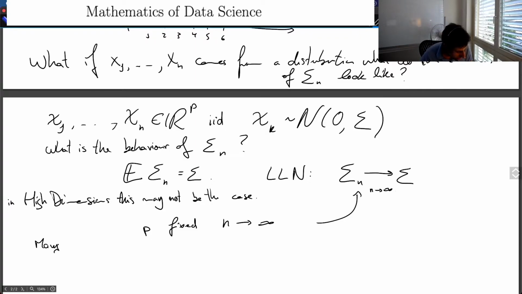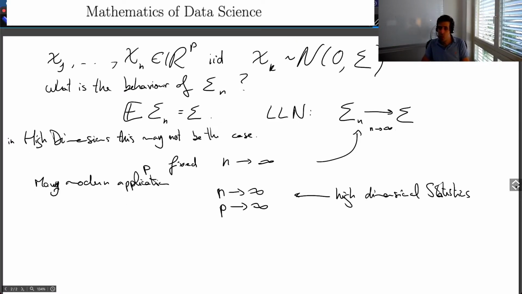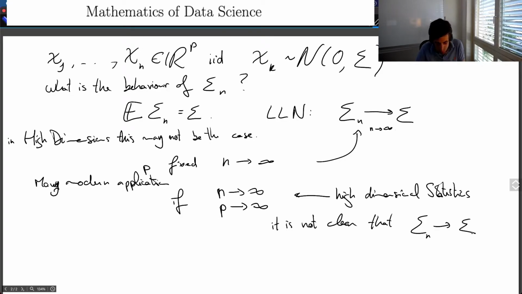But in many modern applications, we expect both n and p going to infinity. And this is what high dimensional statistics deals with. It's all about understanding when n and p go to infinity. What happens then? If both n and p go to infinity, it is not clear that sigma n goes to sigma. It is not clear at all. And so we want to understand what happens as n and p go to infinity. This is now a question of high dimensional probability.